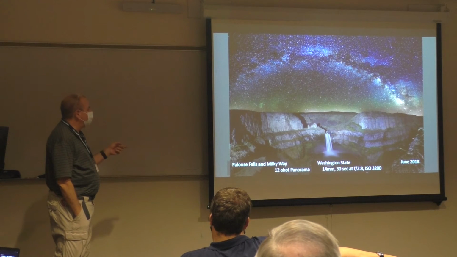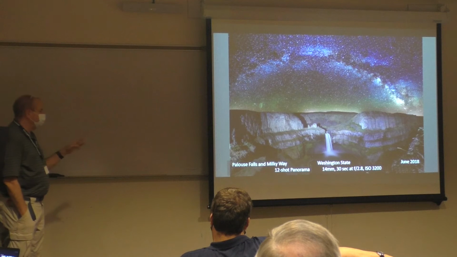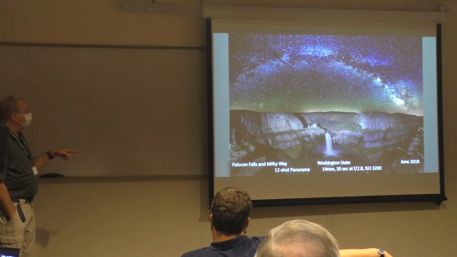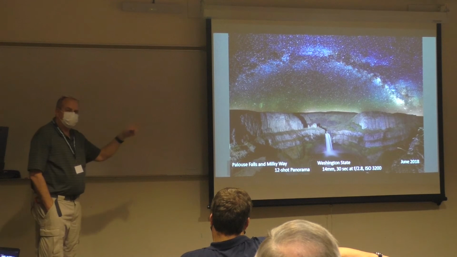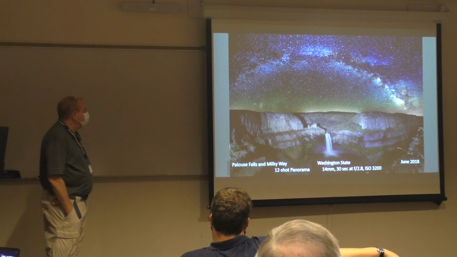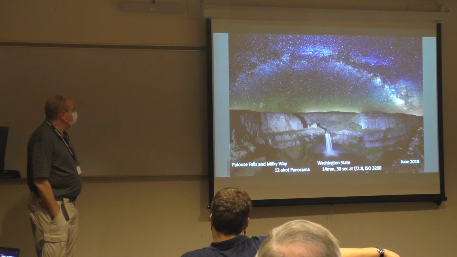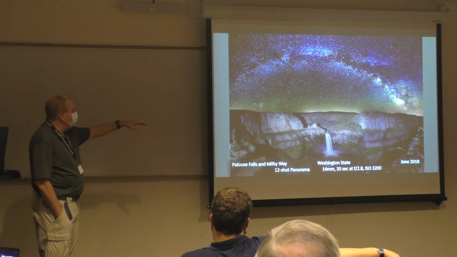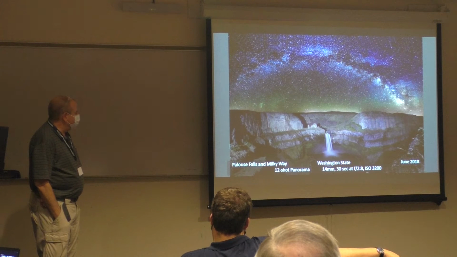This is Palouse Falls in western New York, or Washington State, shot in June. Those falls are 200 feet high. They're almost twice as high as Niagara Falls. And the night I went out there to shoot, there were some other guys there that were lighting up the area with some lights so that the cliffs got lit. And then I used light painting to light up the falls on that. It's a 12-shot panorama going across.